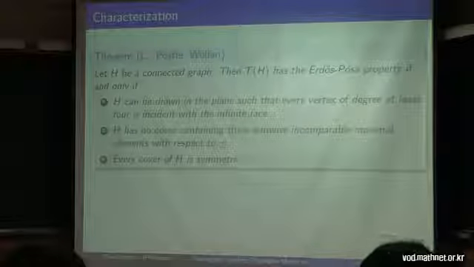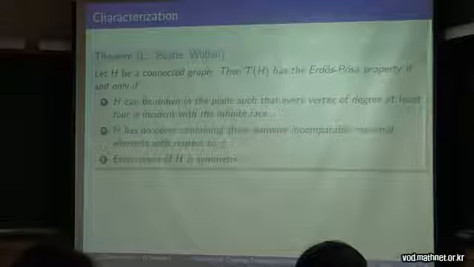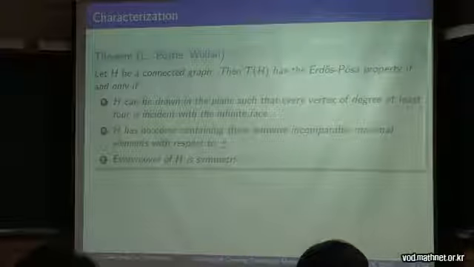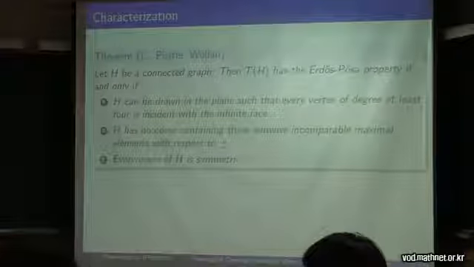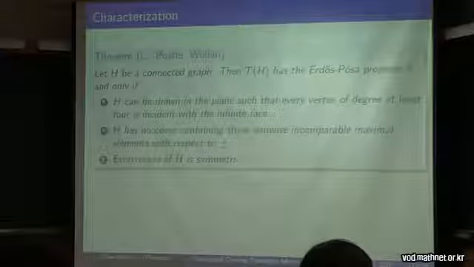So 3 pairwise, so this is different from anti-chain, right? No, I just say the maximal elements. You can have an anti-chain of... But all maximal elements form an anti-chain, right? Yes. So you don't need to say incomparable. I mean, I can have only one maximal element, but I have an anti-chain of very large size.